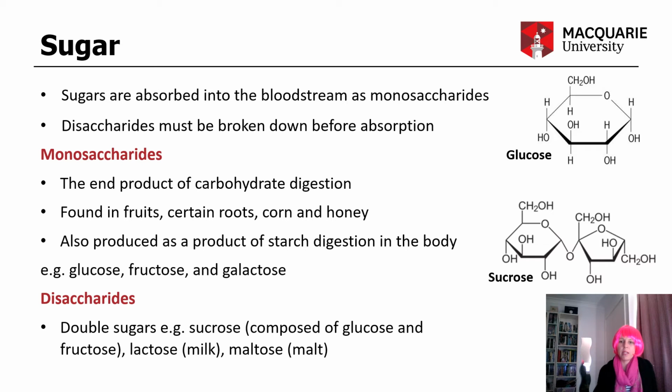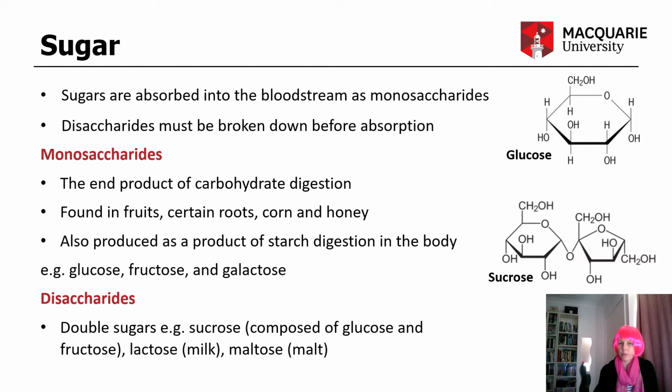So sugars can be in the form of monosaccharides, so mono is a single ring form, like glucose, which is shown here on the top right-hand corner. Where disaccharides, so sucrose shown here, the double ring sugar, must be broken down into 2 individual glucose units before it can be absorbed into the bloodstream.